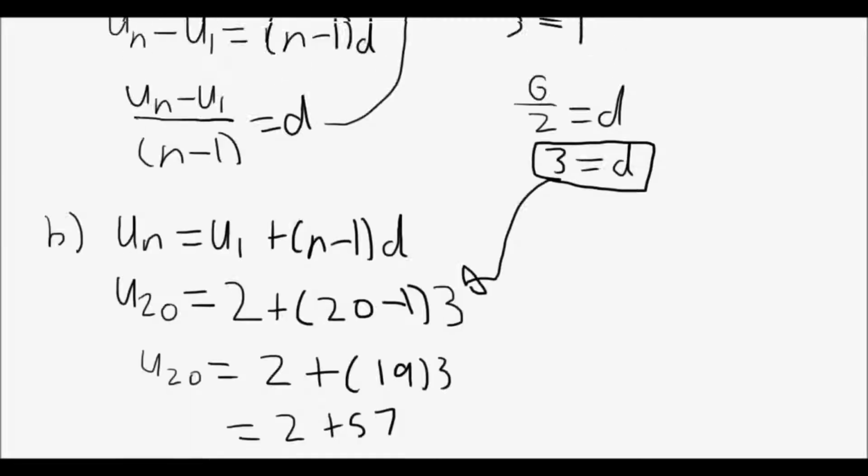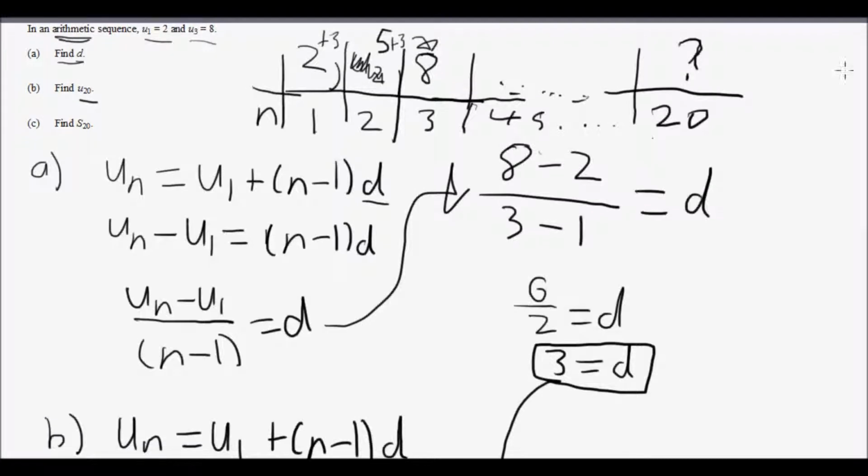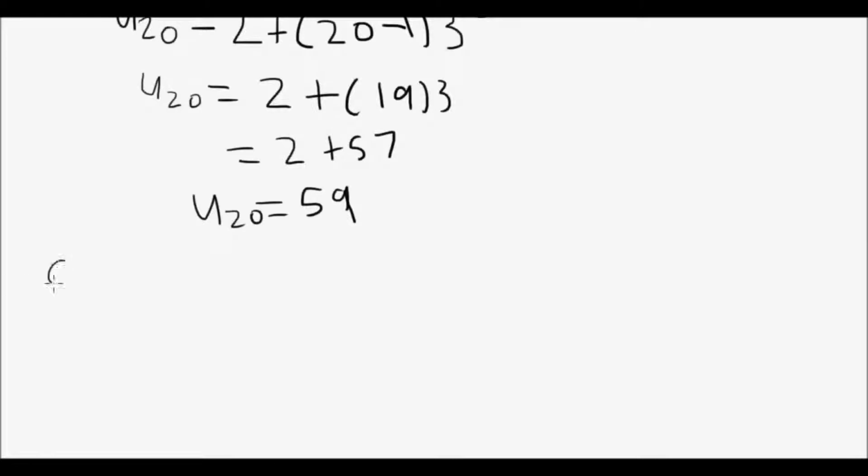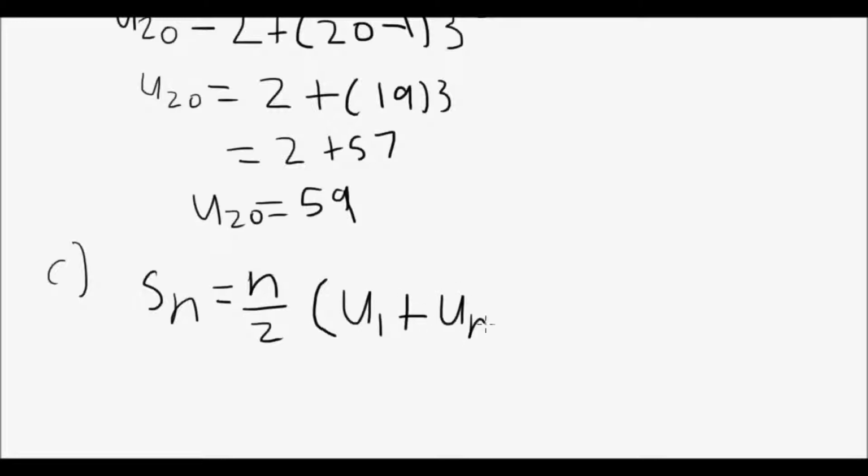So now let's go to the last question in this problem. So C is asking for find S of 20. Now S of 20 is the sum of all the numbers in the sequence until the 20th number in that sequence. So for this, we will use a different formula. The sum is going to be equal to n over 2 times u of 1 plus u of n.